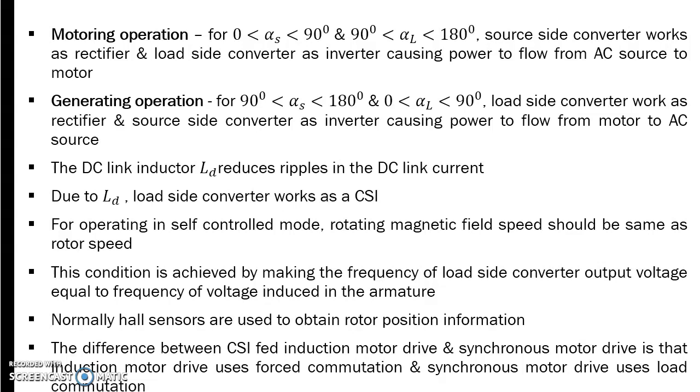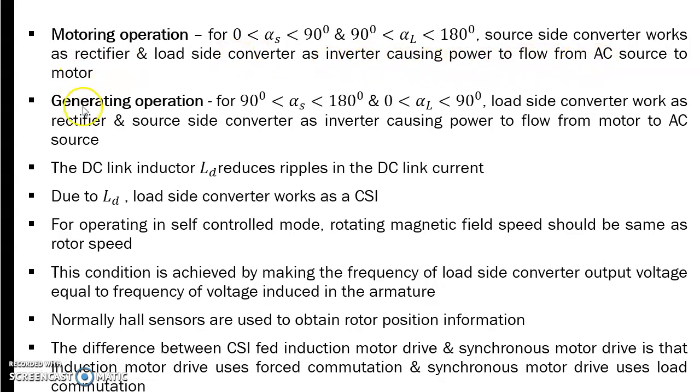That is the motoring operation. You can see alpha S, the source side firing angle, is 0 to 90 degrees and the load side converter firing angle is 90 to 180 degrees. Then it is motoring operation. The source side converter acts as a rectifier and the load side converter acts as an inverter, causing power flow from the AC source to the motor.